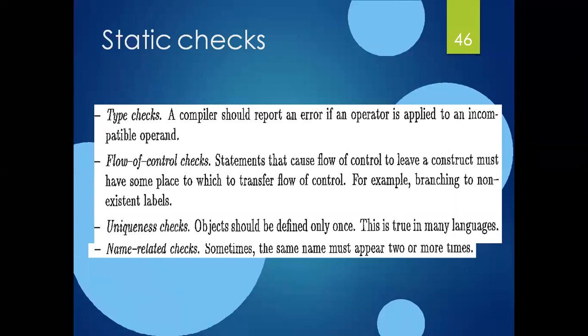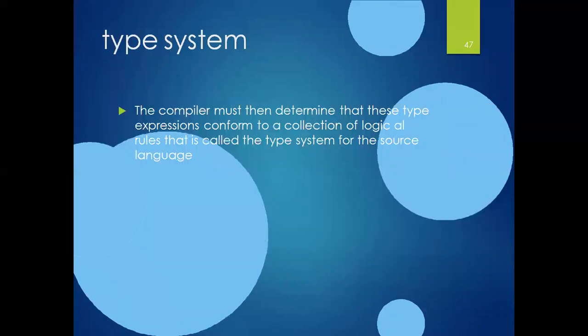And the next one is name related checks. What it means is that sometimes the same name must appear two or more times, and if you get an error like this, then it is a name related check, right? That means the same name that you are using in two or more places, or two or more times, such types of checks can be called name related checks. And these all come under the subcategories of static checks.